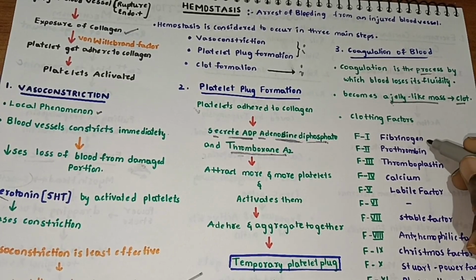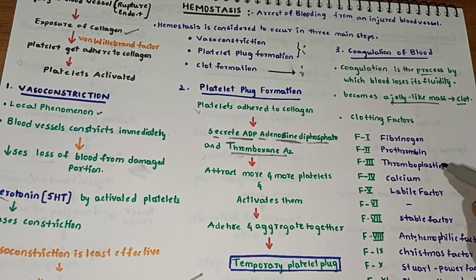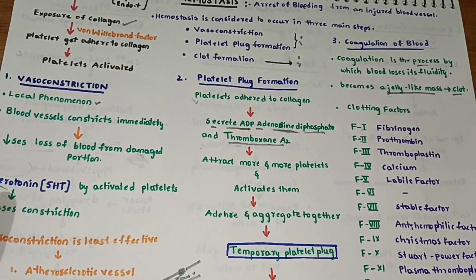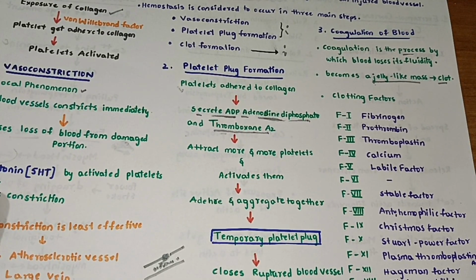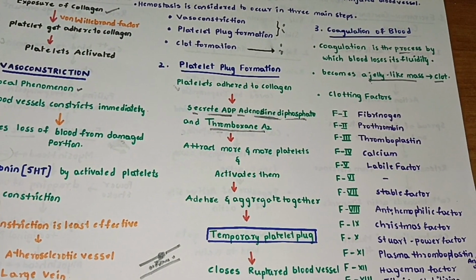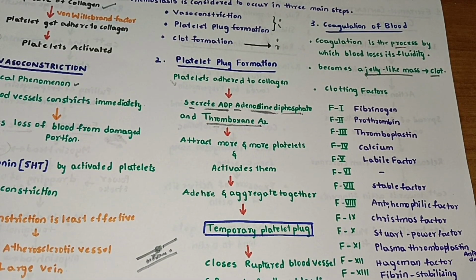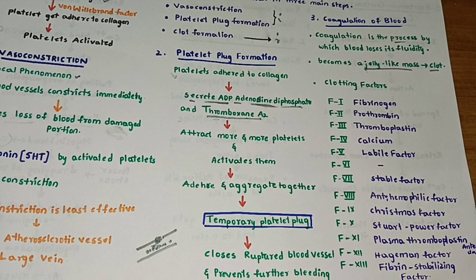So the first one is fibrinogen, prothrombin, thromboplastin, calcium, labile factor, factor 7 is stable factor, eighth one is anti-hemophilic factor, Christmas factor, Stuart-Prower factor, and plasma thromboplastin antecedent, Hageman factor, fibrin stabilizing factor. These are the 13 clotting factors that help in the coagulation of blood.